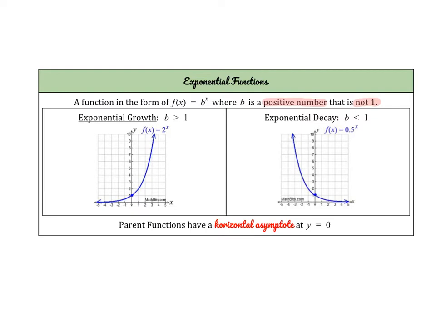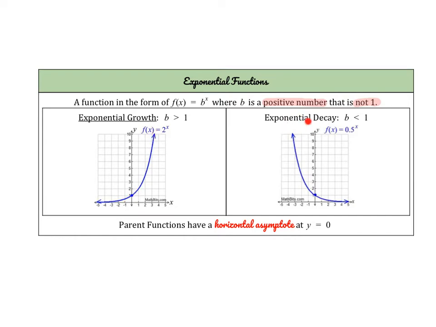There are two types of exponential functions that we work with. There's exponential growth, which occurs when your b value, that base, is greater than 1. Here's an example from our warm-up, 2 to the power of x. Notice our base is bigger than 1, and what you'll get is a graph that increases as we move to the right.